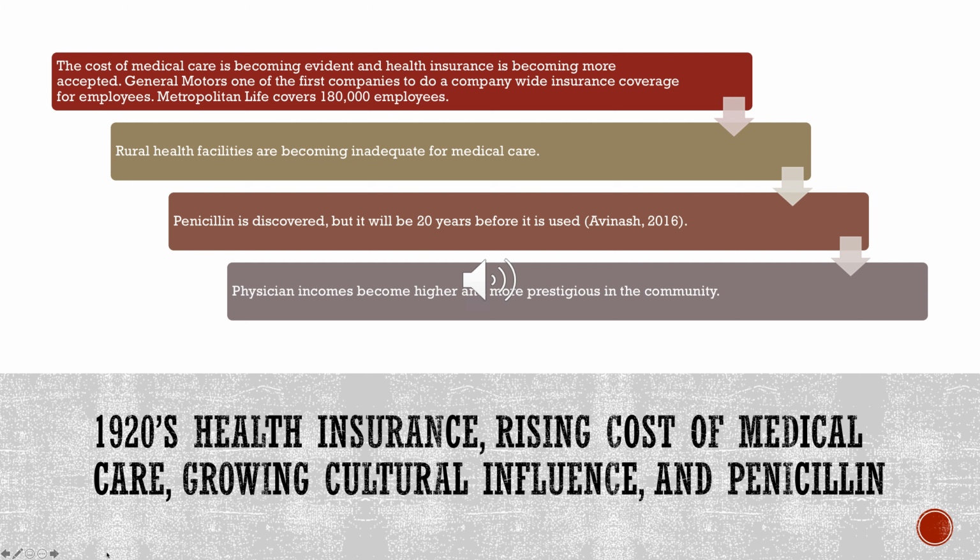So now we're getting into the 1920s. Health insurance: there's a rising cost of medical care, there's a growing cultural influence, and we start to see penicillin. So the cost of medical care is becoming evident. Health insurance is becoming more accepted. General Motors is the first company to do company-wide insurance coverage for their employees. Metropolitan Life was the carrier, and they covered up to 180,000 employees for General Motors.